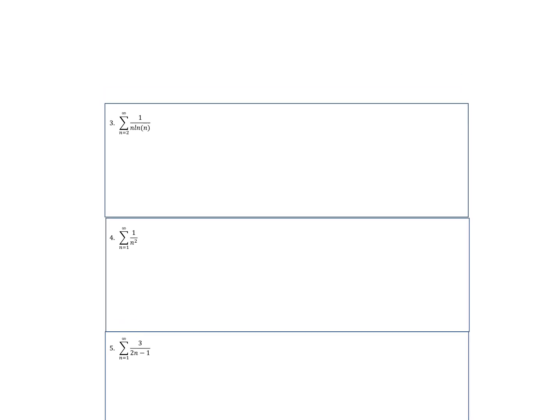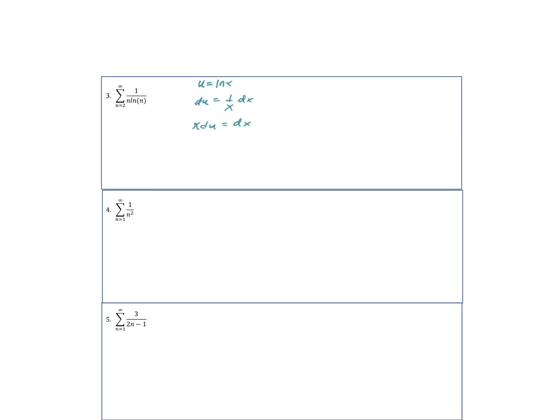For number 3, I'm going to let u be equal to ln of x. du is 1 over x dx. Then x du equals dx. So I set up my integral. We're going to go from 2 to infinity, 1 over x ln of x dx. So we're going to do it as a u sub.